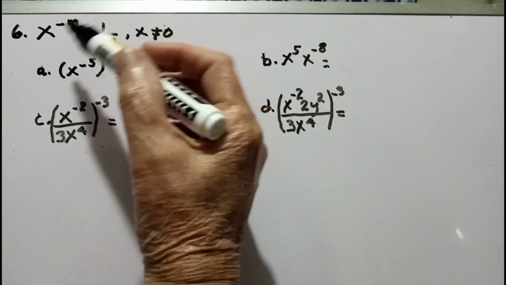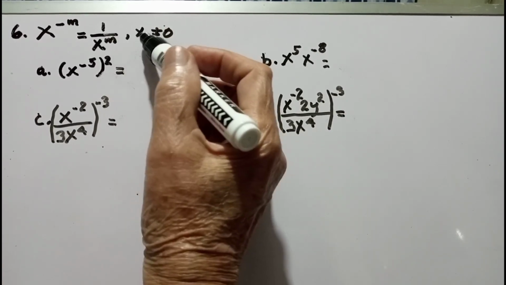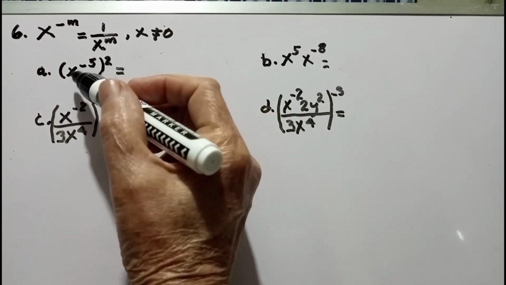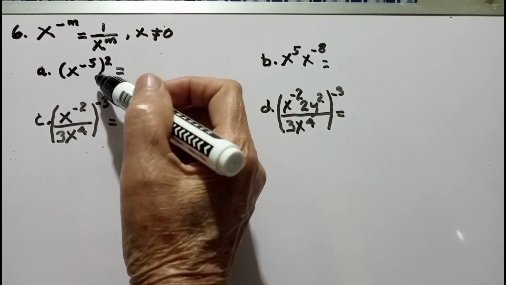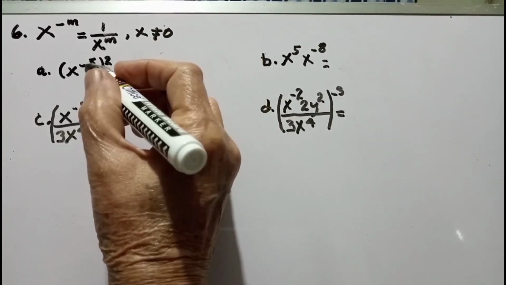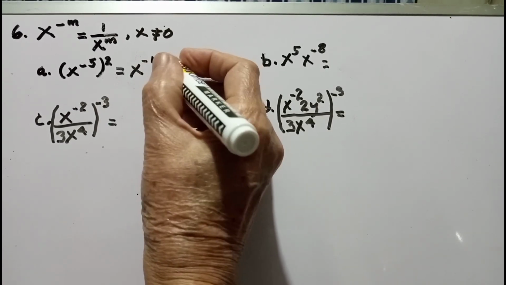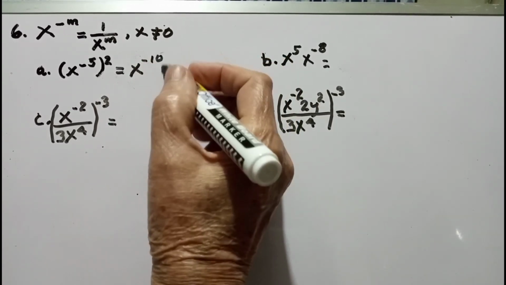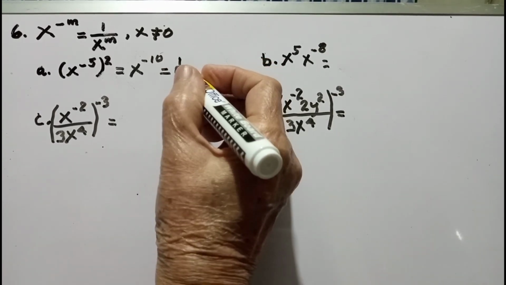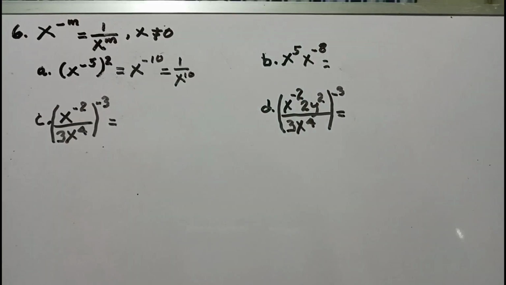Sixth law: x to the minus n is equal to 1 over x to the n, if x is not 0. For example, we have x to the negative 5, squared. So the answer is x to the negative 5 times 2, which is negative 10. So by definition, that is equal to 1 over x to the 10.